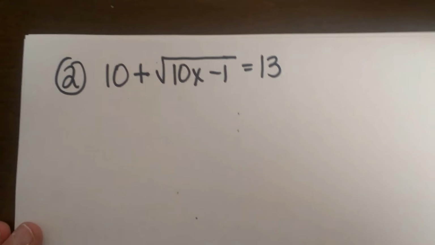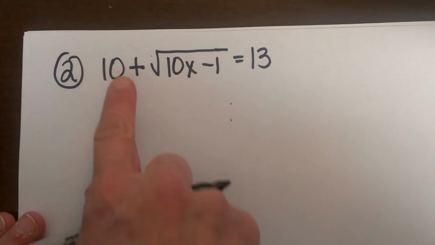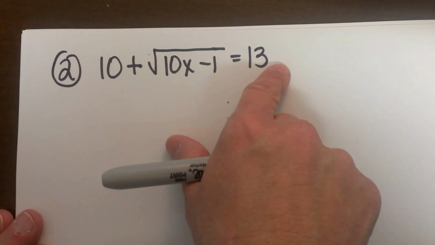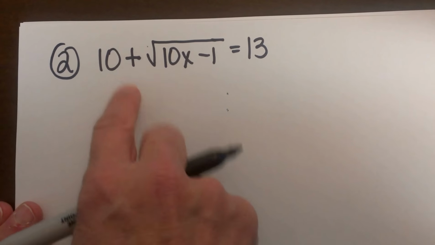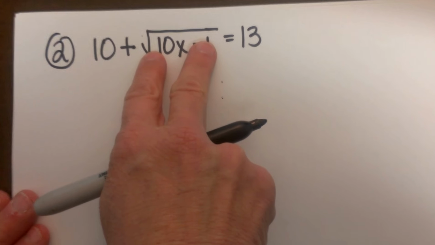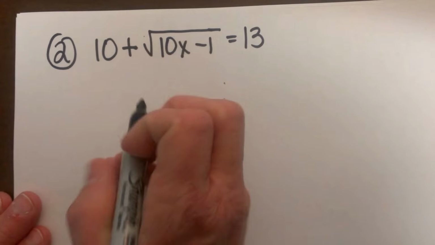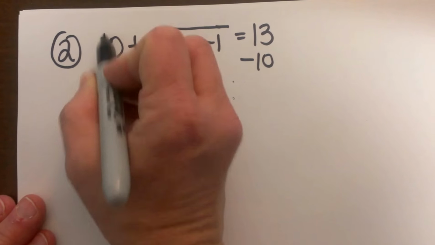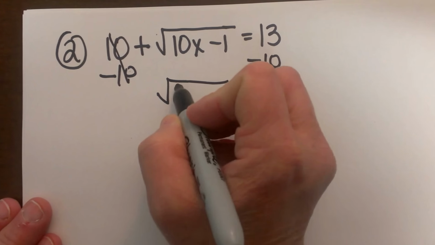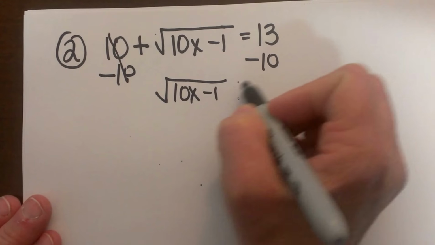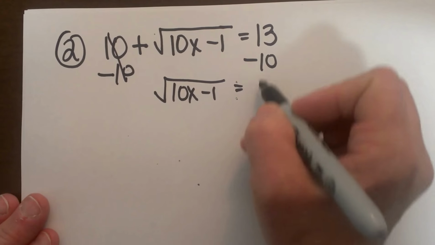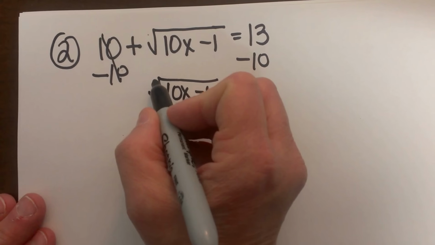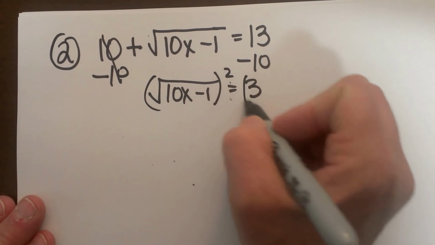So let's look at one where the radical is not by itself. So we have a 10 over here plus the square root is equal to a constant. So the first thing I've got to do is isolate this radical. So I've got to move this 10 to the other side. So I'm going to subtract 10 from both sides. And when I do that, I'm left with the square root of 10x minus 1 is equal to 13 minus 10, which is 3. Okay, and then I've got my square root isolated, so now I can square both sides.